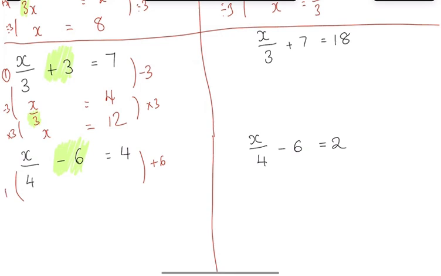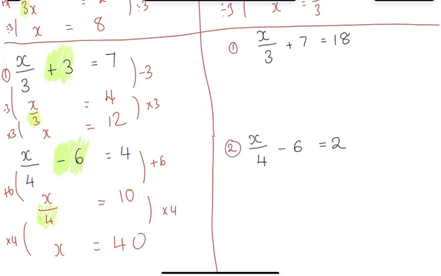Getting rid of that minus 6, we're going to add it onto both sides, leaving me with x over 4 equals 10. And now we can get rid of that 4. Now remember, dividing by 4, the opposite is to times by 4. So you're going to get x equals 40. Now could you use that to have a go at those two questions there? Pause the video, press play when you're ready to mark your answers.